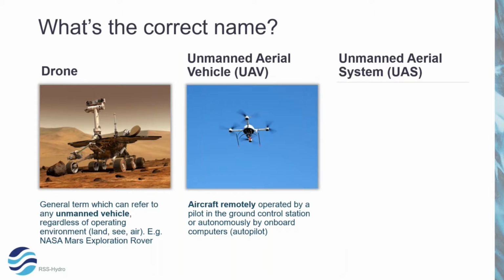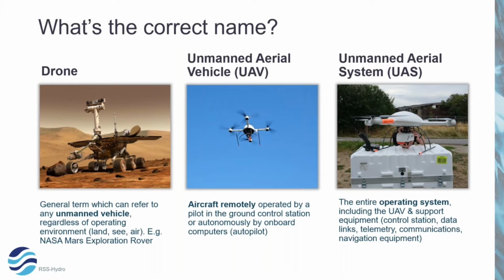And finally, UAS, or Unmanned Aerial System, is the term that identifies the entire operating system, including the UAV and associated support equipment, data links, telemetry, necessary for an operation. In other words, everything that you need to have to fly a pre-planned mission.